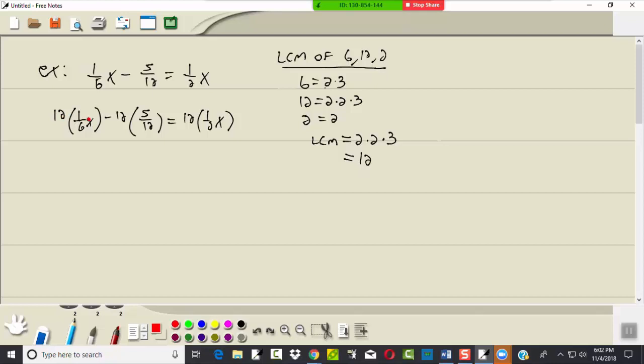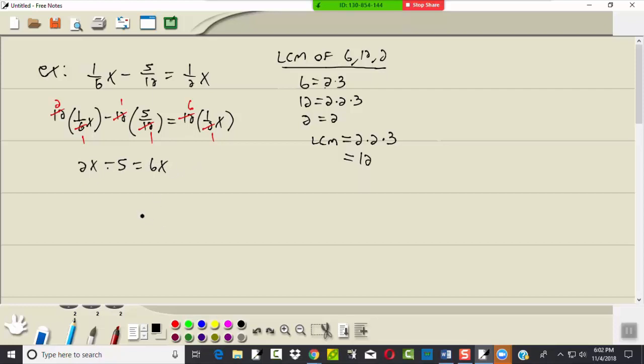Now 12 and 6 are both divisible by 6. 6 divided by 6 is 1. 12 divided by 6 is 2. 12 and 12 are both divisible by 12. 12 divided by 12 is 1. 12 divided by 12 is 1. And 2 and 12 are both divisible by 2. 2 divided by 2 is 1. 12 divided by 2 is 6. So we'll have 2 times 1, 2x, minus 1 times 5, 5, equals 6 times 1, 6x.